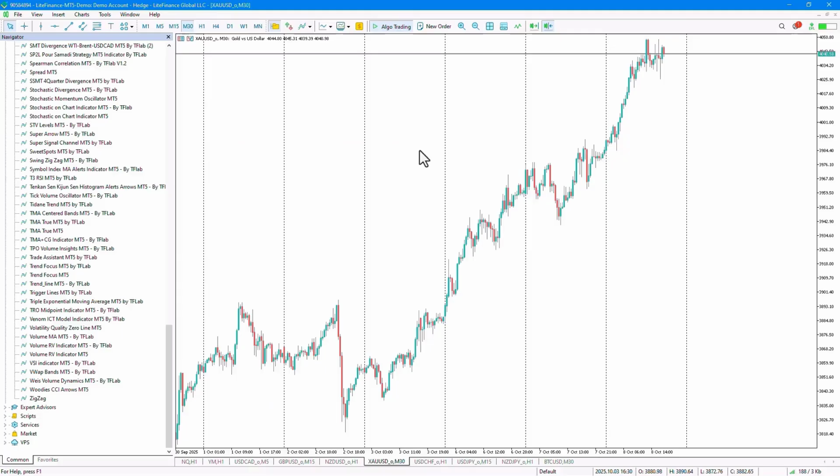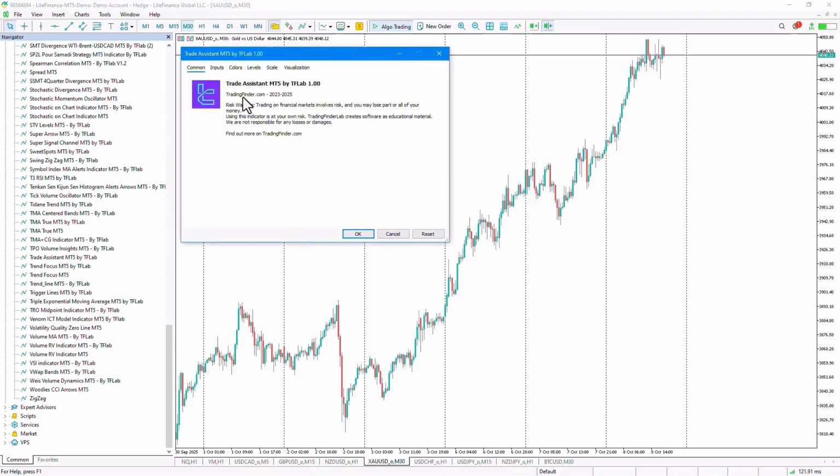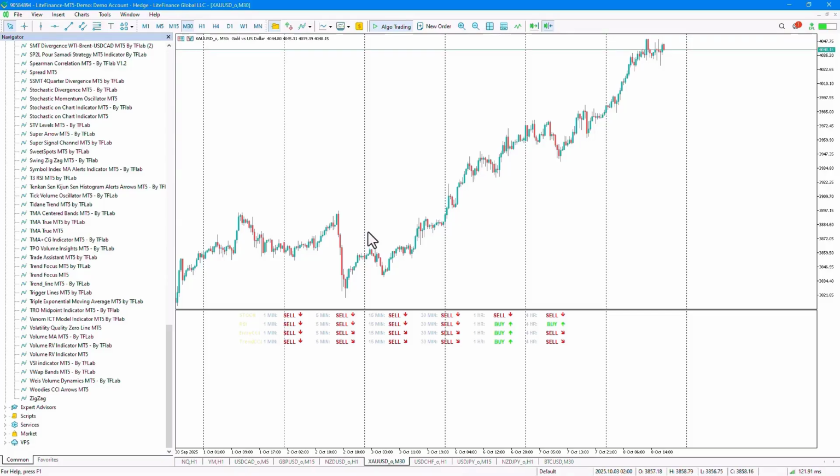From the Navigator section, we select the indicator file and run the indicator by dragging the file onto the chart. Once the indicator is running on the chart, a signal window appears at the bottom of the chart.